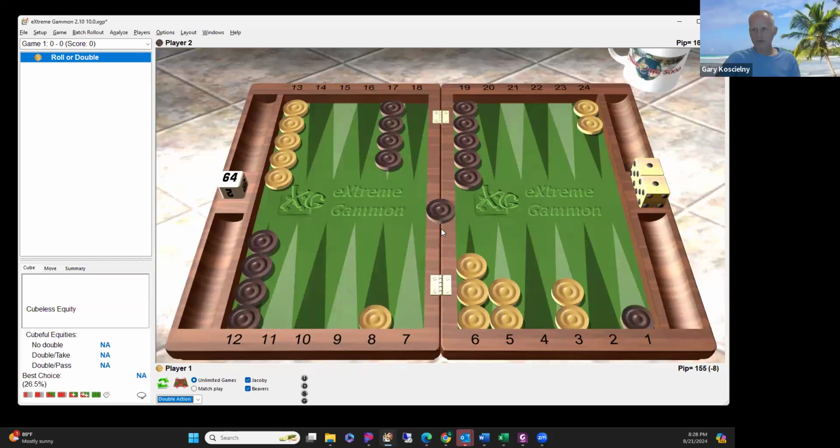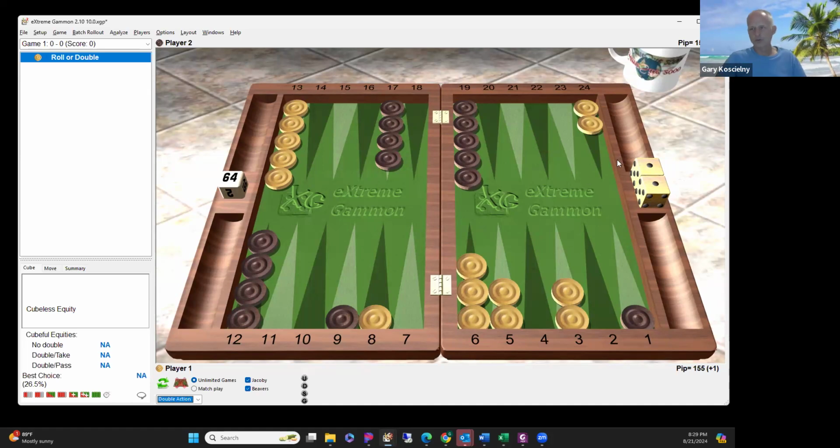So now again, this was a double. Let's take him off the bar and put the checker here. And so how does this change our evaluation?